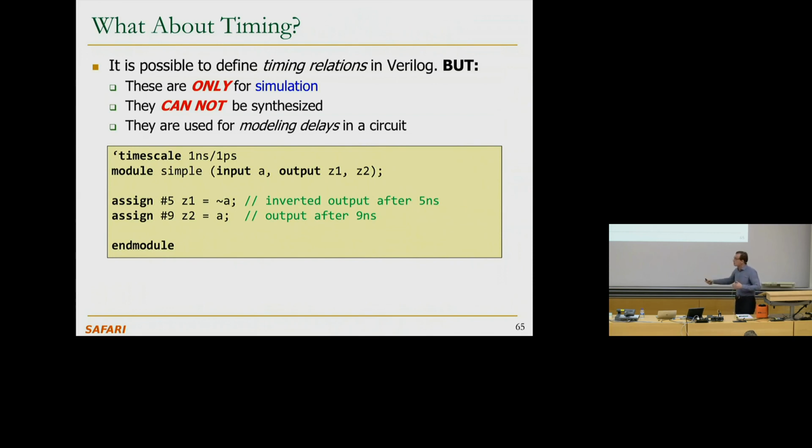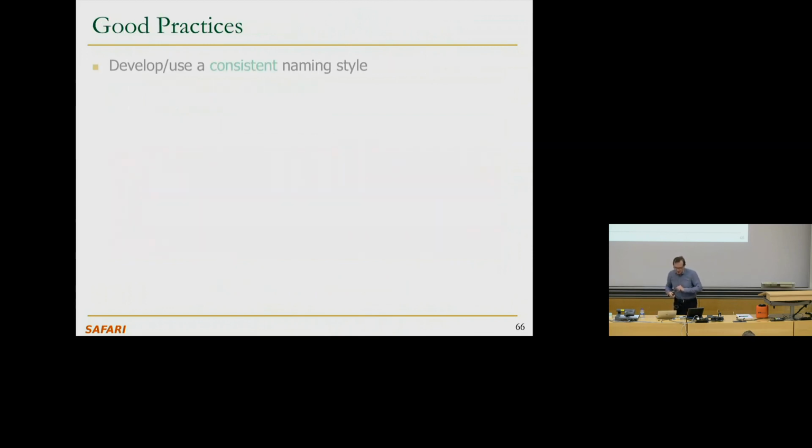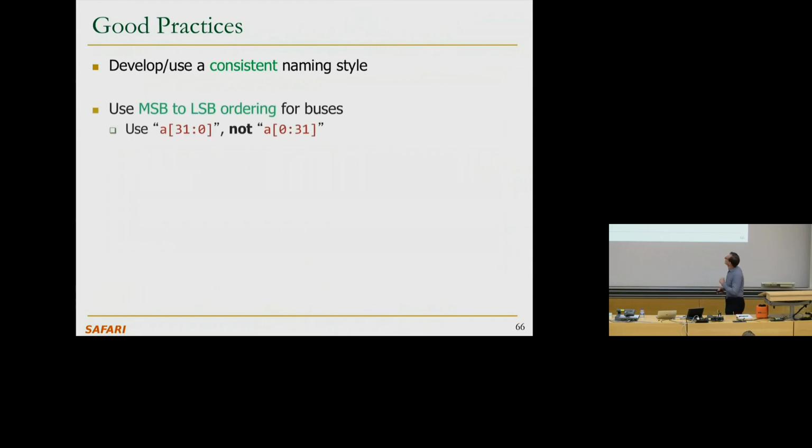So if you're debugging the code, it's good to add this stuff. This output is supposed to change after 9 time scales from this. So if you're debugging the code, you can have this notion of time. And this has nothing to do with timing, but we'll get back to this when you're testing your code. This has nothing to do with how long it takes for the signals to settle in real life. We'll cover that tomorrow.